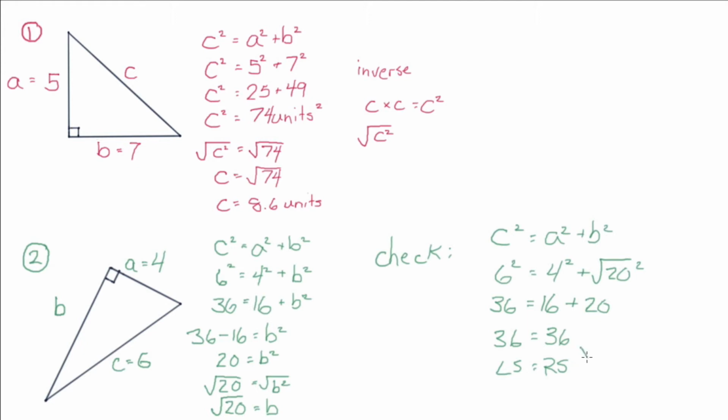And so we know that this statement is true, and we know that our previous work in calculating the square root of 20 for the side length of B is correct. Finally, you might ask, but how would I ever use this in real life? Why do I need to know it? Well, here is a real-life example from my life.